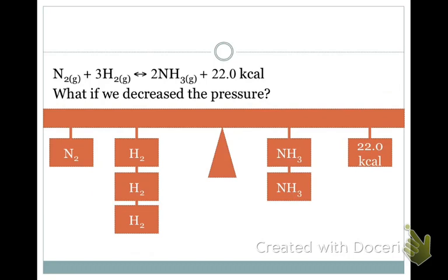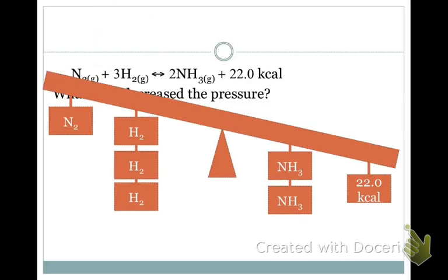And K doesn't change. So we're going to reset it. We decrease the pressure. If we decrease the pressure, that means the volume increases. So if the pressure goes down, the volume increases, and this time we favor the side with the most moles, hence the reactants. So your N2 and your H2 increase, and the amount of NH3 will decrease.